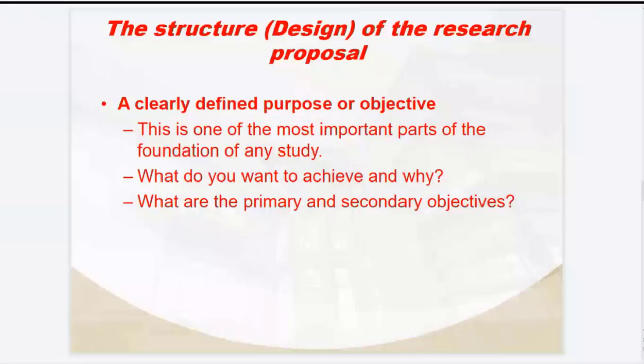Here, literature requires us to clearly define the purpose or the objective of the study. This is one of the most important parts of the foundation of any study. I believe it is because it would tell us what we want to do in the research project. What do you want to achieve and why? I'm just reiterating what I said. What do you want to do? What do you want to achieve and why? Lastly, what are the primary and secondary objectives?